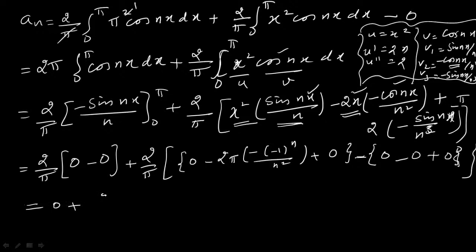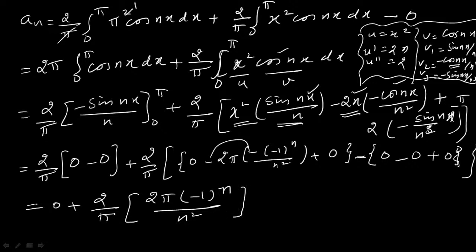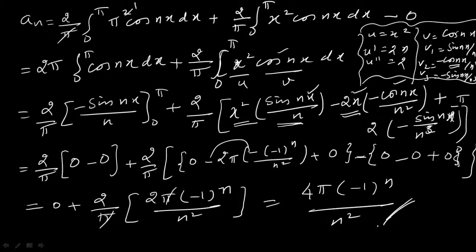So 0 plus 2 by pi. Here these two minus becomes positive. So you have 2 pi minus 1 whole power n divided by n square. This pi cancels. So you get 4 times minus 1 whole power n divided by n square. So this is the value of an. Sorry, not pi, 4 times, pi cancelled, isn't it? 4 times minus 1 whole power n divided by n square. This is the value of an we have calculated.